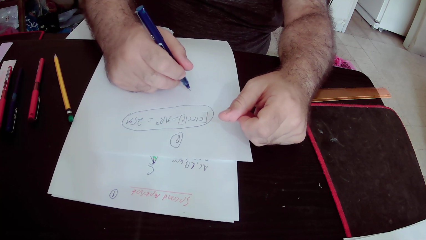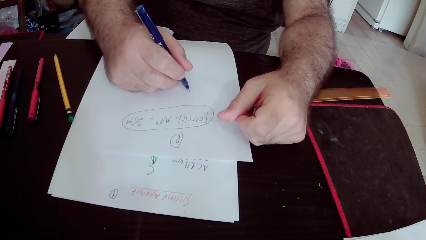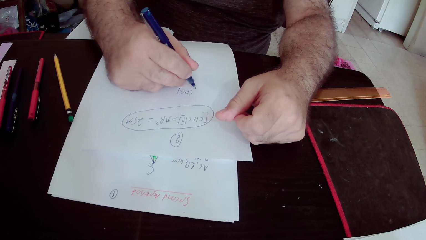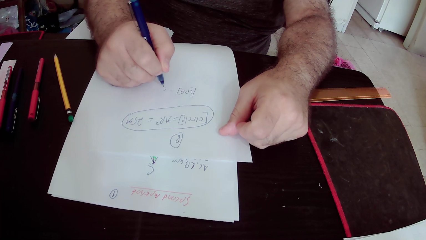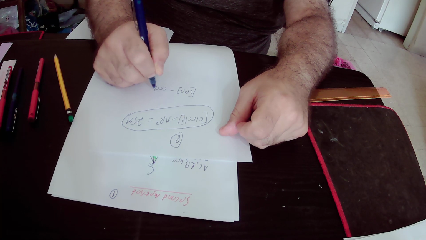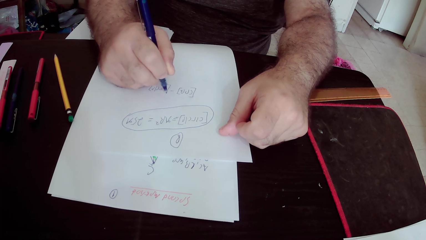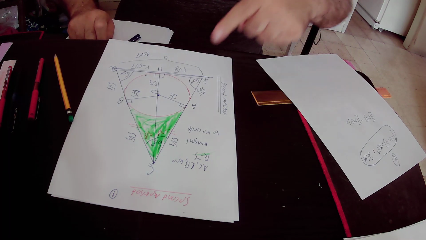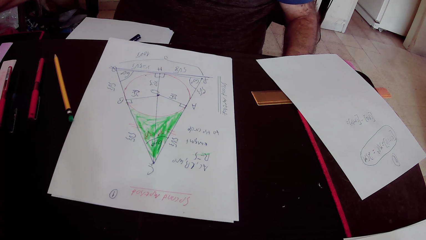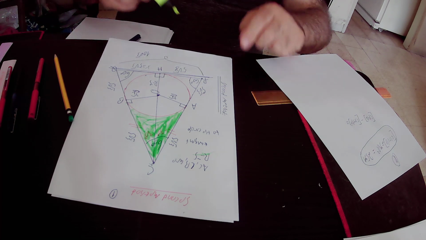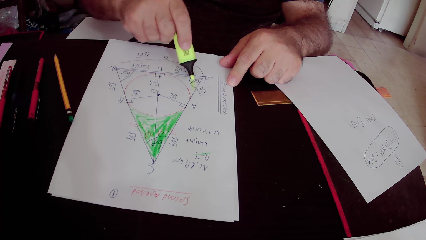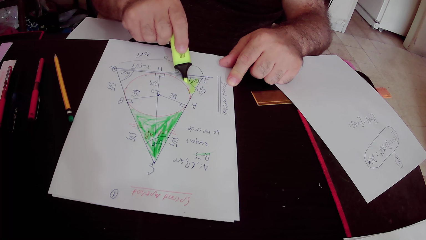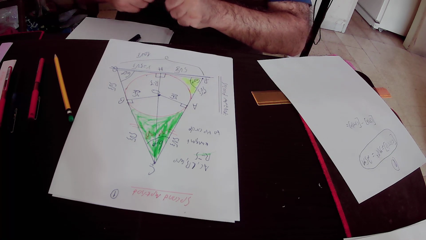So the area of triangle CPQ minus the area of the circle will be equal to the area of the green shape plus the area of the yellow shape plus the area of the blue shape.